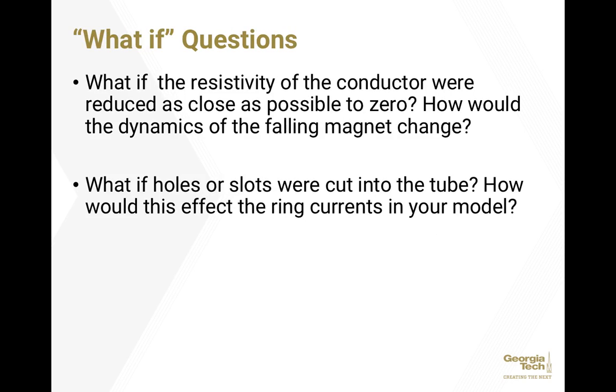So getting into the what if questions, if the resistivity of the conductor were reduced to as close as possible to zero, that would change the dynamics of the falling bar magnet because it would slow it down because the current becomes larger according to Ohm's law. And if holes were cut into the tubes, this would affect the ring current in the models because it lowers the amount of complete rings and creates a smaller overall magnetic field.